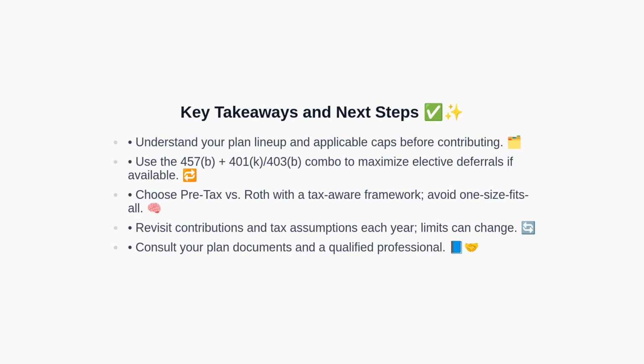In summary, confirm which plans you have and the applicable contribution caps before setting elections. If you have both a 457b and a 401k or 403b, consider maximizing each to take advantage of the separate caps. Choose between pre-tax and Roth contributions with a tax-aware mindset rather than relying on rules of thumb. Reassess annually since limits, income, and goals change. Finally, consult plan documents and qualified professionals for personalized guidance.